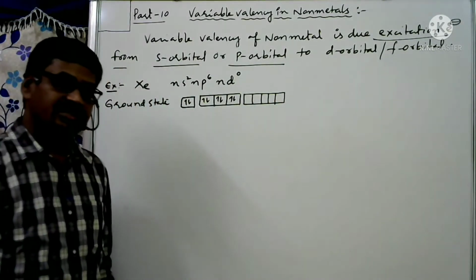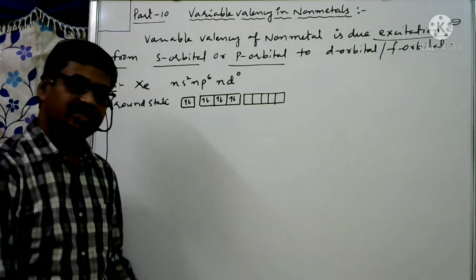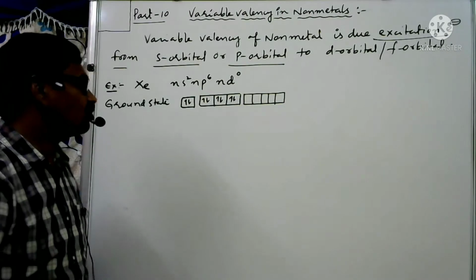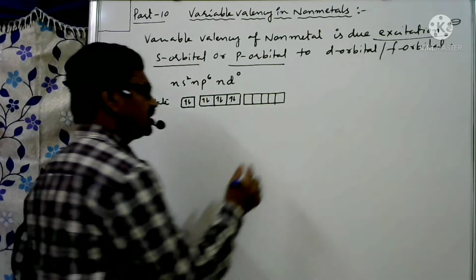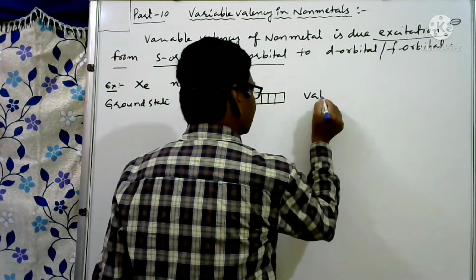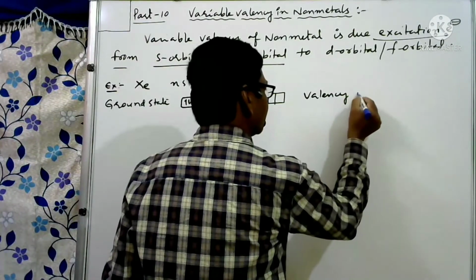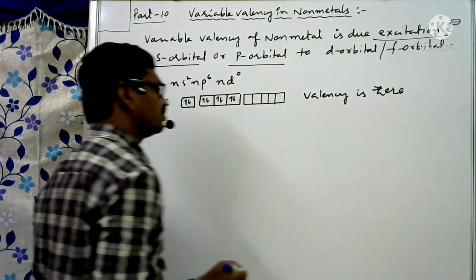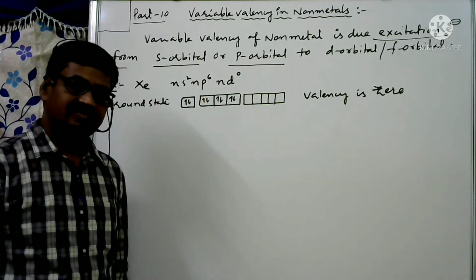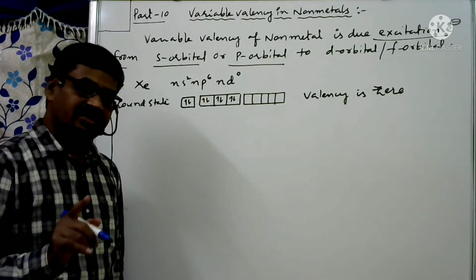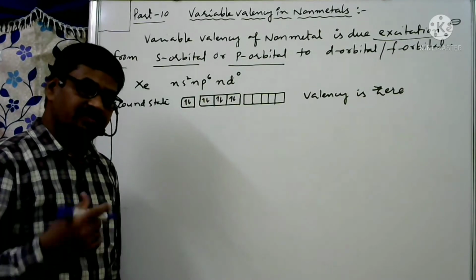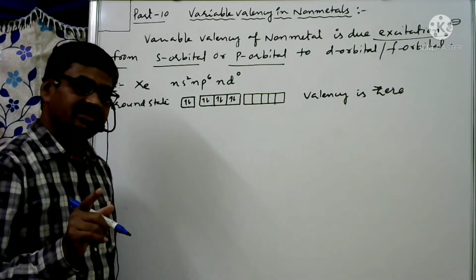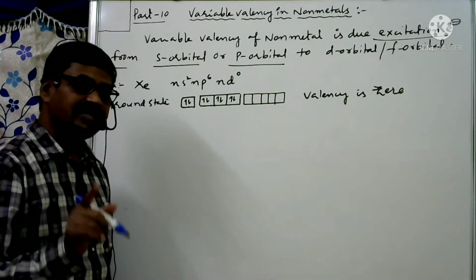In the ground state, how many bonds can it form? What is the combining capacity of xenon, or what is the valency of xenon in the ground state? In the ground state, the valency is 0 here. The valency of xenon is 0. Why is it 0? Because there are no single electrons. In any bond, bond formation must take place only if unpaired electrons are present.